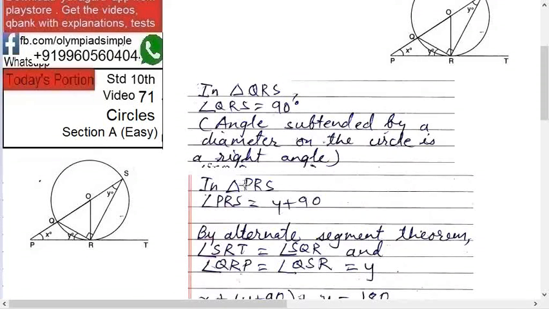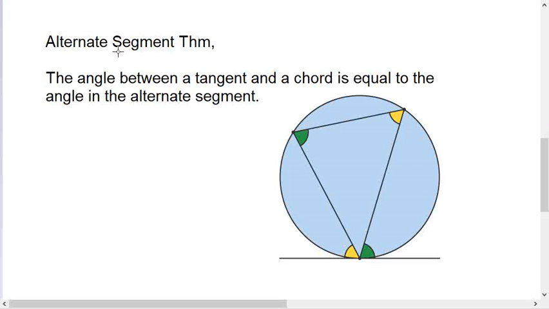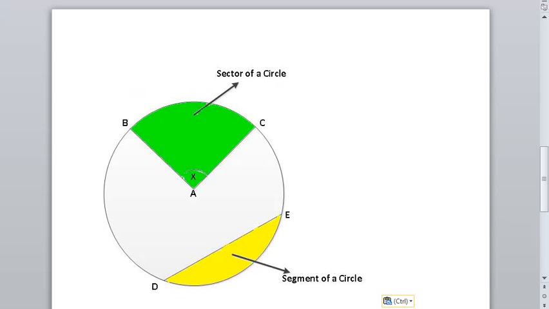Therefore, in triangle PRS, angle PRS equals to y plus 90, right? Why y plus 90? Let's see this. See, there is a theorem called the alternate segment theorem. Now what is that? Firstly, what is a segment? See here, understand the difference between the sector and segment. Chord is easy. This DE is a chord. Segment means which is.